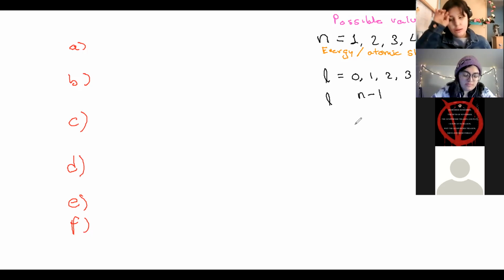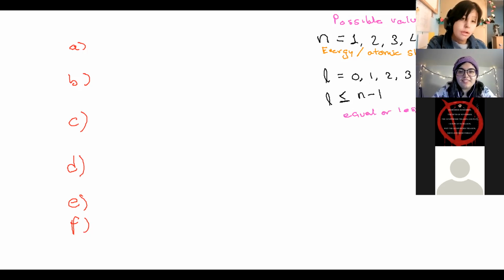Not quite. It can be, yeah, but okay, I'm going to start again. It can be n minus 2 if it's the F subshell, but generally it's any number equal or less than n minus 1. For example, if you have n equals 2, what are the possible values for L?